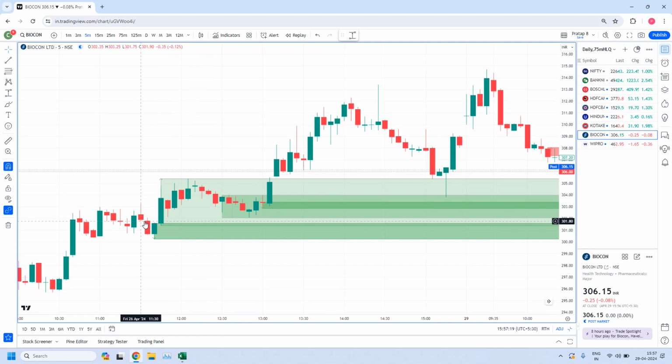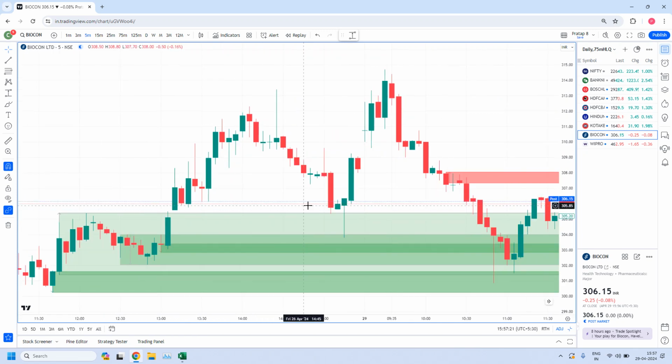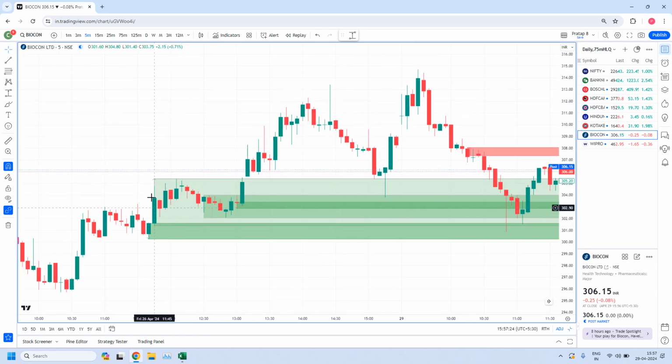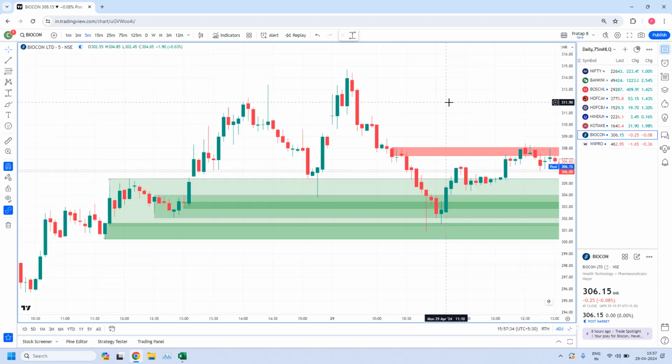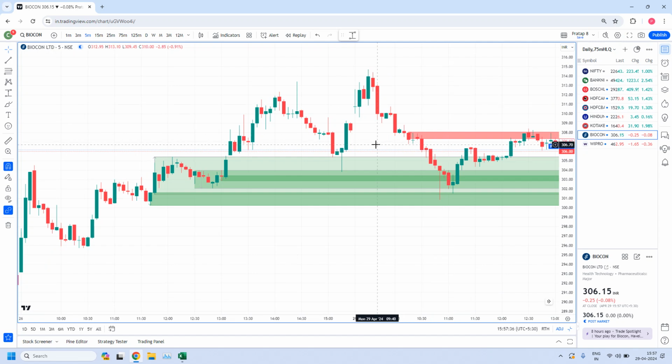In both those stocks, those higher time frame zones were slightly pierced. Prices entered into this lower time frame area, picked up the orders, and then prices moved up. They have given a very good swing trade profit. A similar kind of price structure you are seeing here. That's why understanding price structures is very, very important.